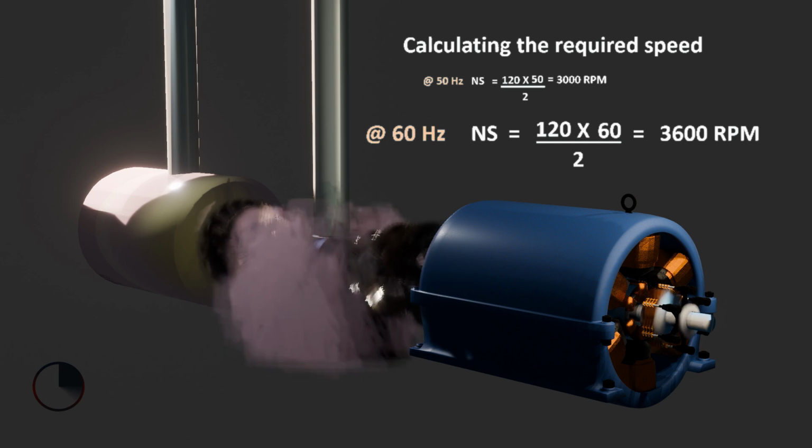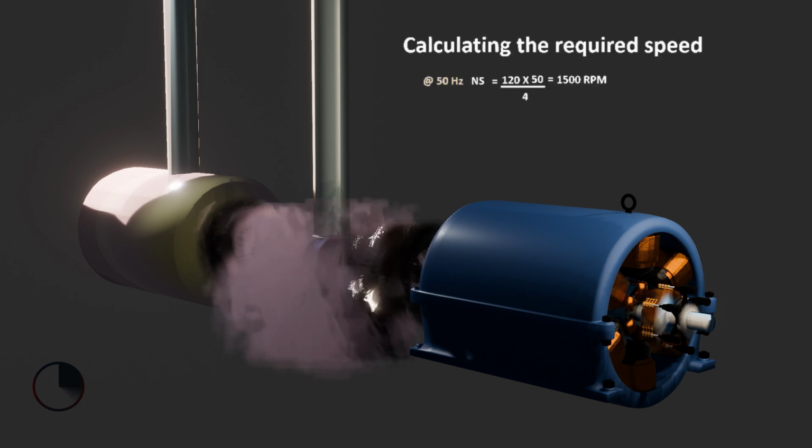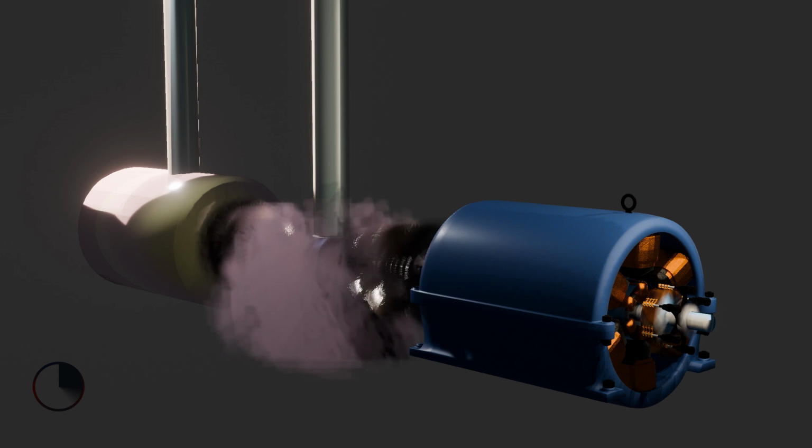The same calculation can be done for a generator set that has 4 poles too. So at 50 Hz, the speed should be around 1500 revolutions per minute. And at 60 Hz, the speed is 1800 revolutions per minute respectively.